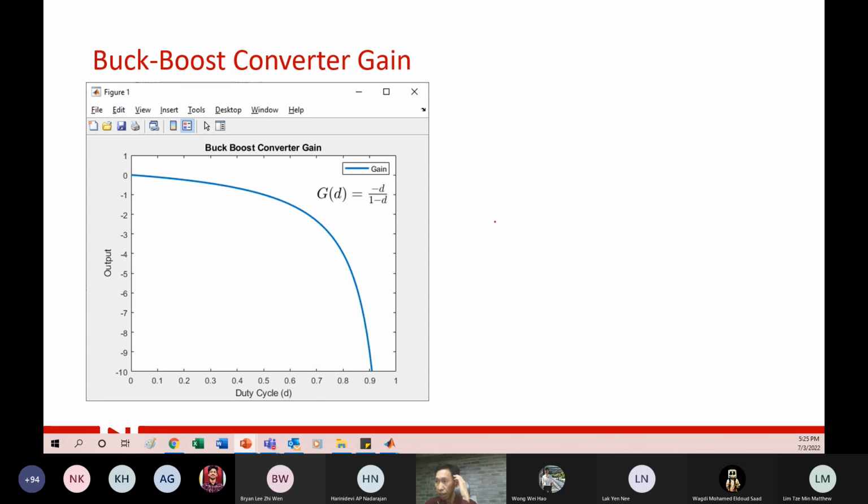Okay, and again the gain. The gain is negative, because of the change of polarity. Instead of a positive gain like a boost, it is a negative gain. Negative gain is minus D over 1 minus D.